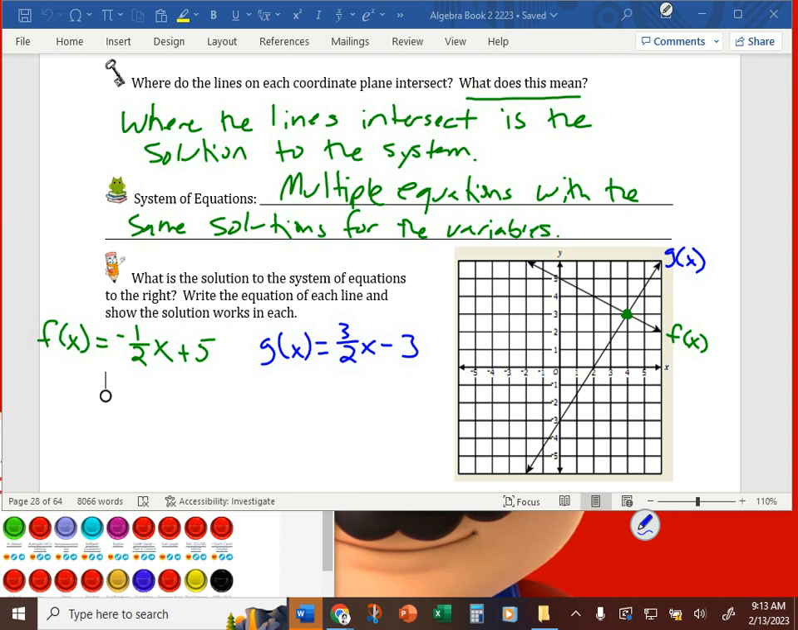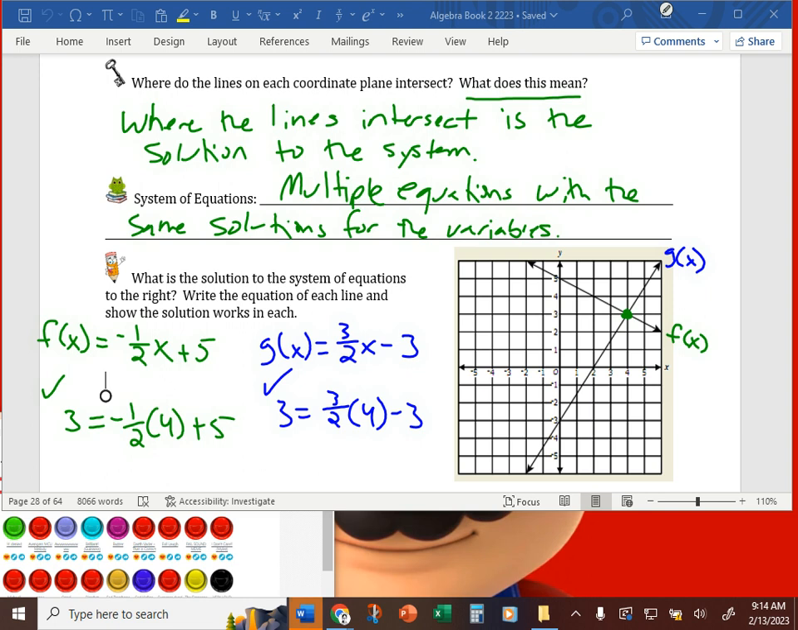Okay? So we already got the solution before, 4, 3, which means that if we plug in 3 for y and 4 for x, it's going to work. -2 plus 5 does equal 3. Checks out. If we plug in 3 for y and 4 for x, 3/2 times 4 is 6. 6 minus 3 is 3. This checks out as well.